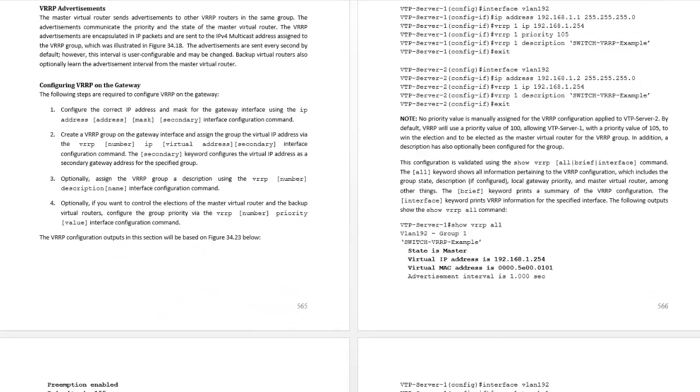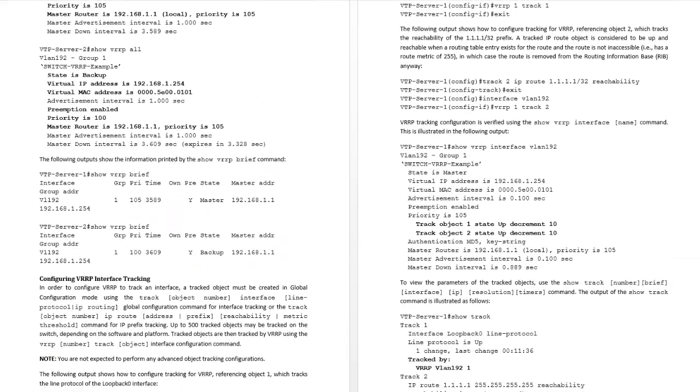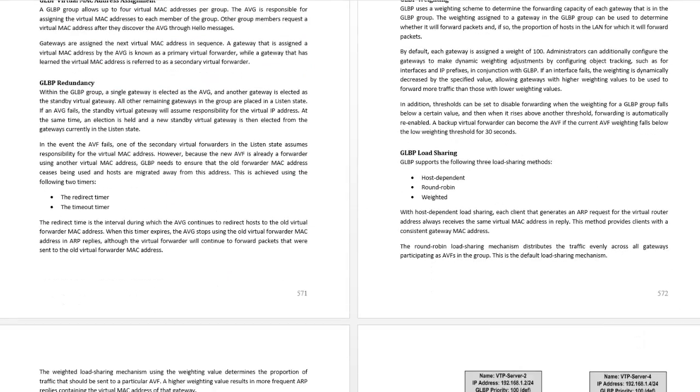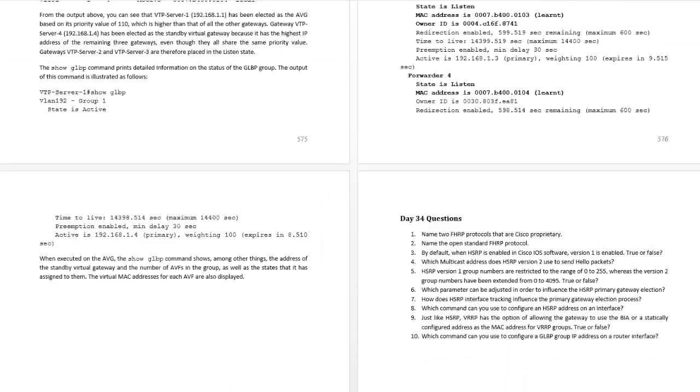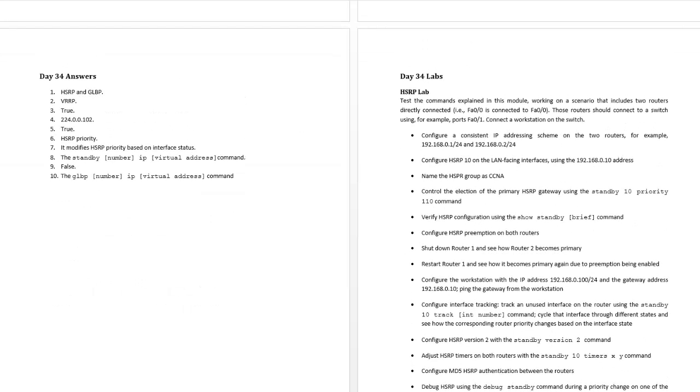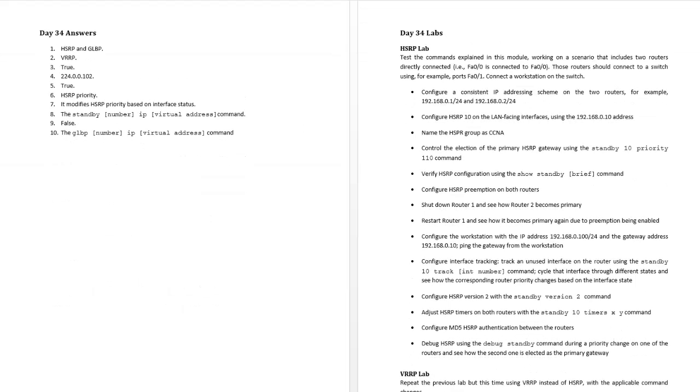It's the same sort of thing for VRRP and gateway load balancing protocol as well. They don't all do the same thing, and they obviously have different commands, but a lot of similarities between the three. Answer some questions about it, and then obviously you need to be doing labs, so all three protocols, make sure you can lab up.